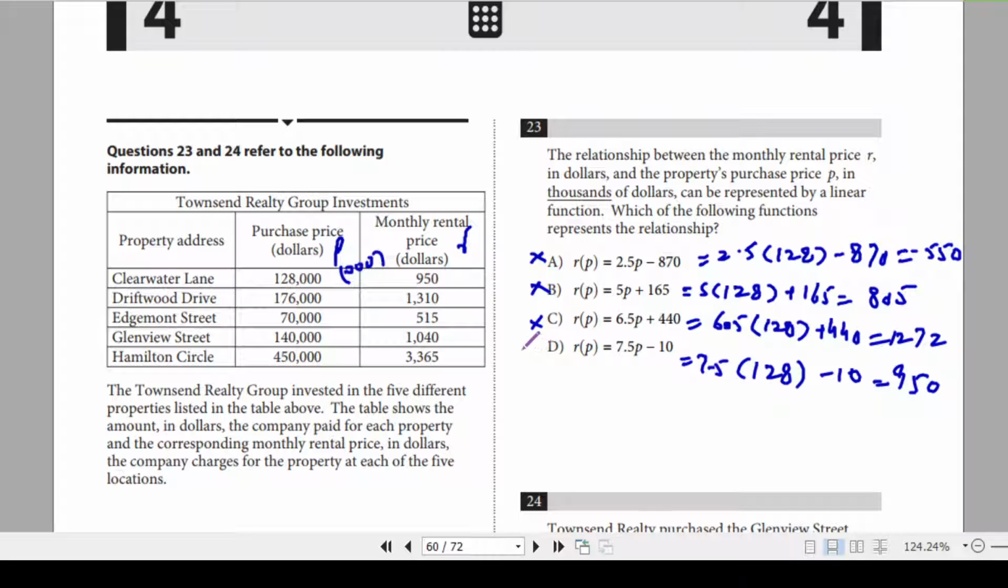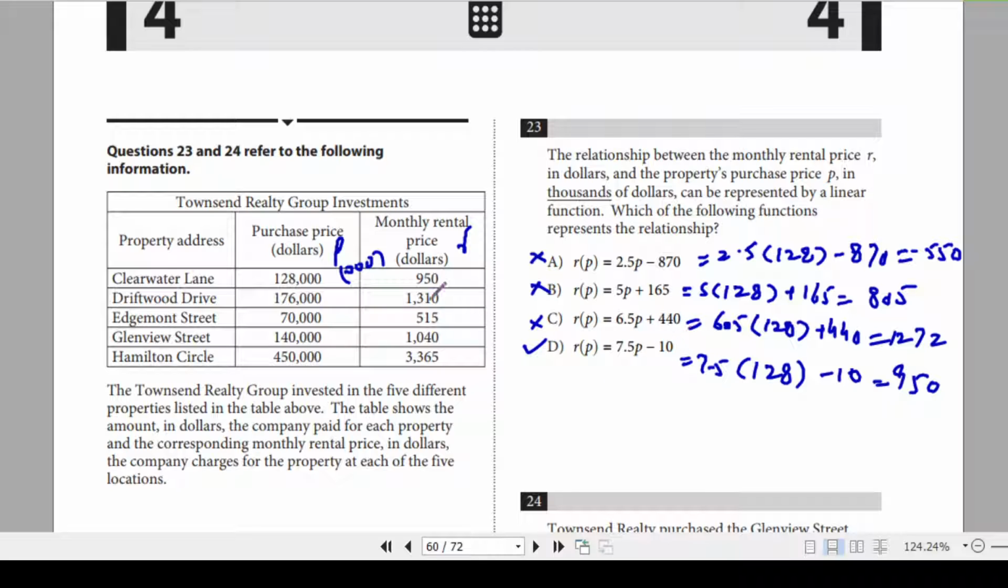Now, as we have gotten this value, if you want to verify it, you can plug in 176 and you will get 1310. You can plug in 70: 7.5 times 70 is 525, minus 10 is 515 over here, 515, right? So I just verified my answer. So this is our equation.